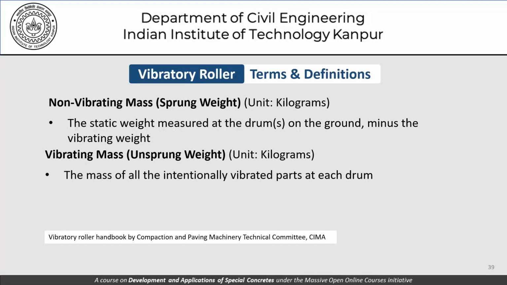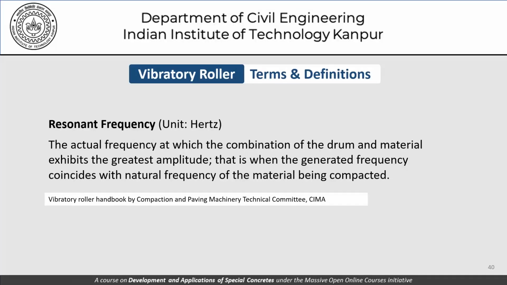Continuing with our definitions, we talk of the non-vibrating mass and the vibrating mass, which sometimes are also called the sprung weight or the unsprung weight. The non-vibrating mass refers to the static weight measured at the drums on the ground minus the vibrating weight, and the vibrating mass is the mass of all the intentionally vibrated parts of each drum. The resonant frequency refers to the actual frequency at which the combination of the drum and the material exhibit the greatest amplitude. That is when the generated frequency coincides with the natural frequency of the material being compacted.